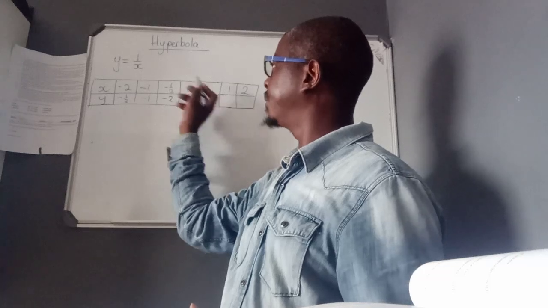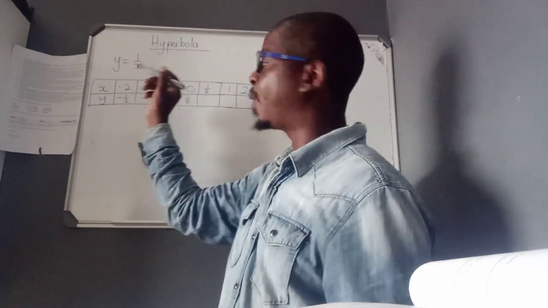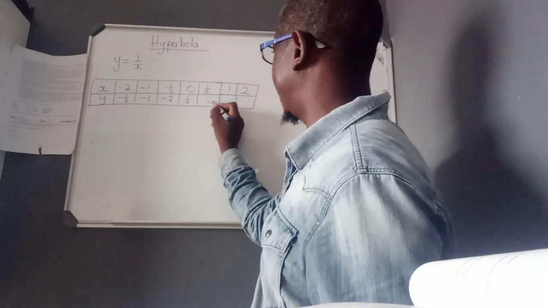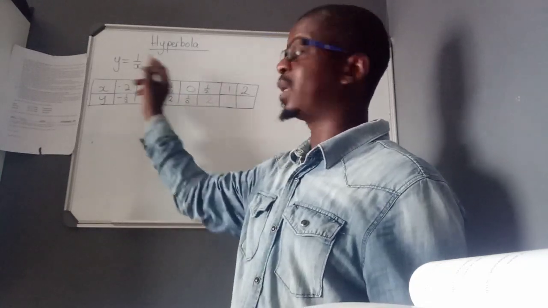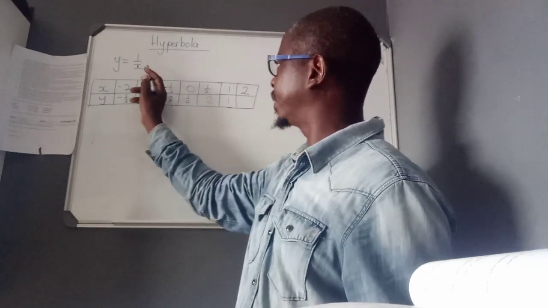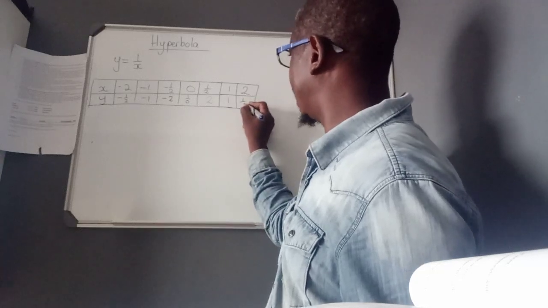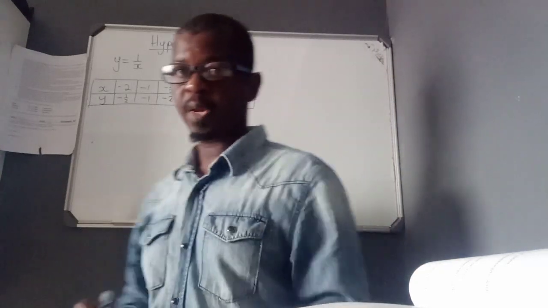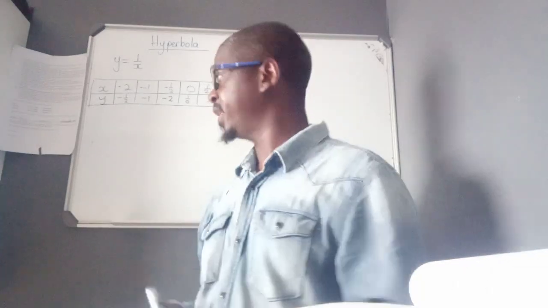Next, we have our x as half. We take this half and put it here, so we have 1 divided by half, and our answer is 2. When our x is 1, we divide 1 by 1, and our answer is 1. And finally, when we take our 2 and put it in place of x, our answer is half.